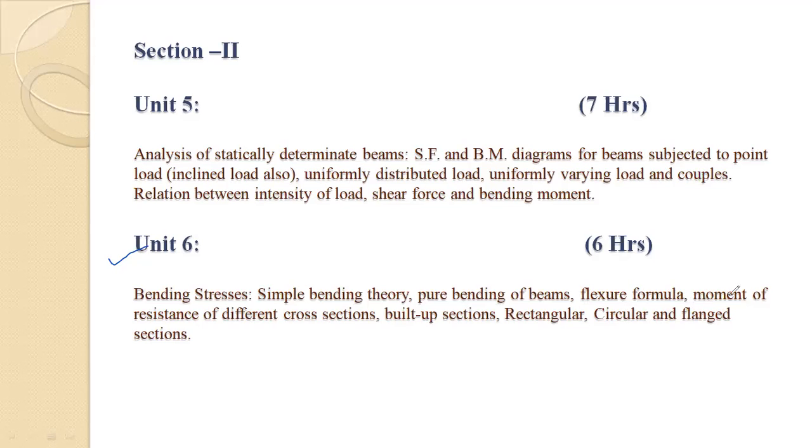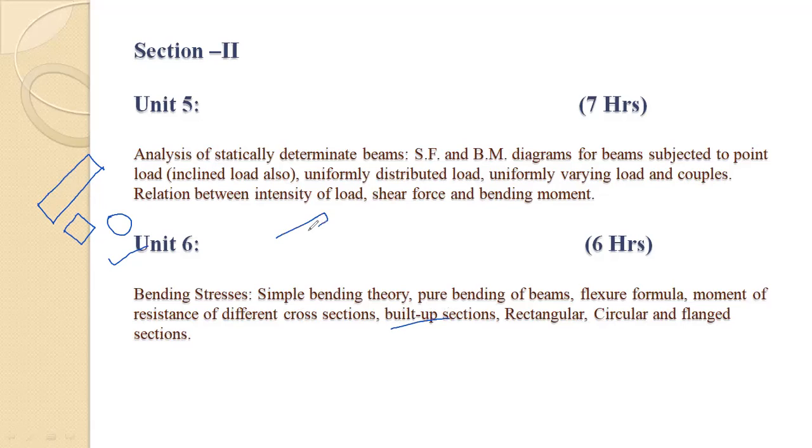The next point is moment of resistance of different cross sections. We have to find out the moment of resistance for different cross sections. For example, the moment of resistance for rectangular section, for square, and for circular section. Likewise, we have to find it out. Then we have to find out the moment of resistance for built up sections.